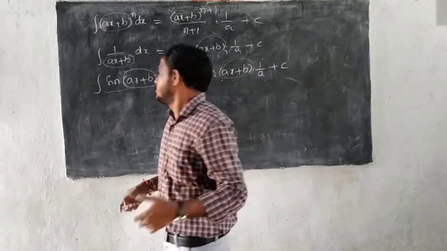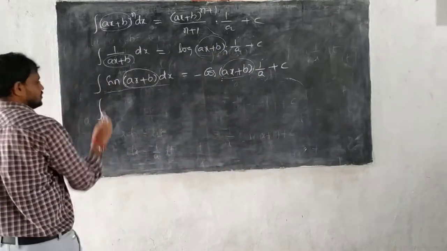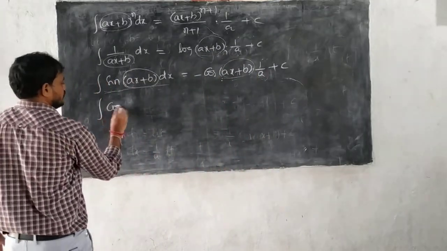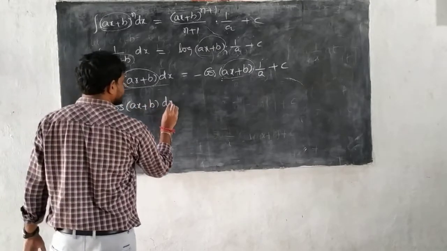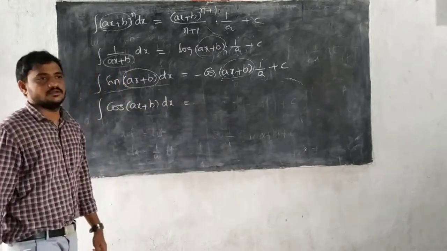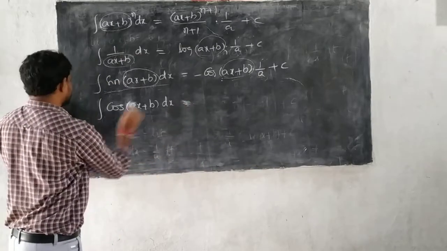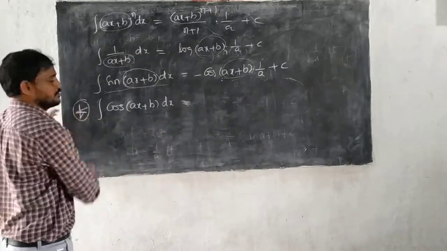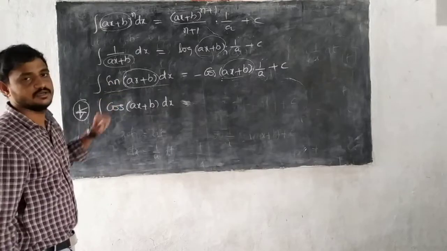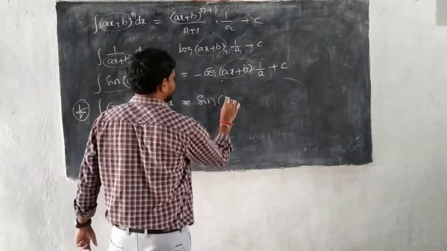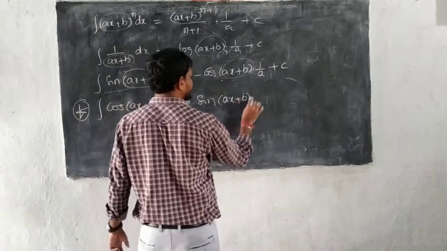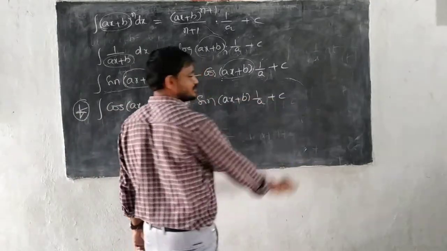So if you take the next one, integration of cos of ax plus b into dx, solve this problem similar to this one. You will get sin of ax plus b into 1 by a plus c as the answer.